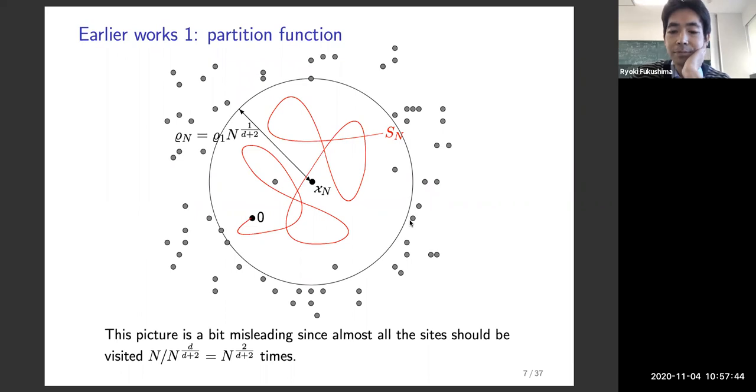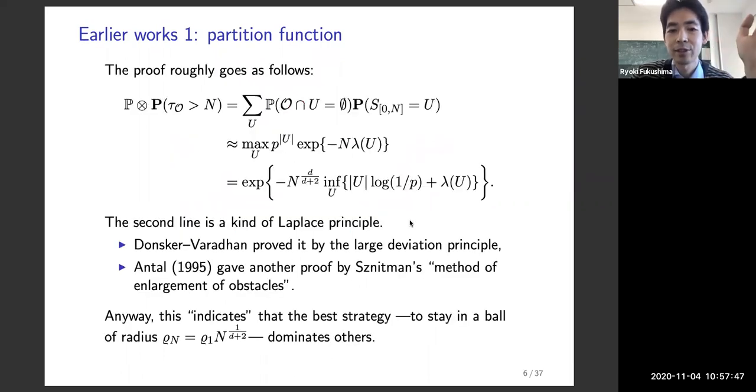But here, let me tell you again the best strategy. What is the best strategy? Because we are dealing with this product measure, P tensor P, the best strategy is, in order to make this tau O bigger than n, this is a rare event. In order to make this rare event, we decide to pay something to the obstacles configuration and also pay something to the random walk. And what we want to do is to minimize the net amount of our payment.